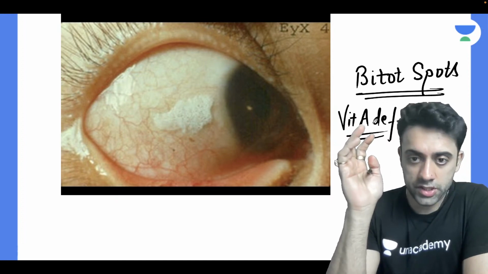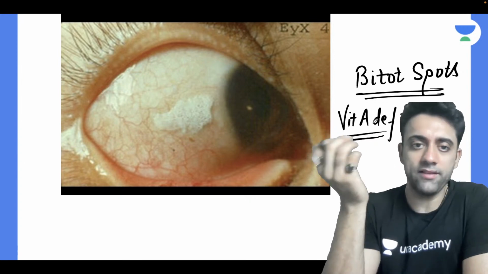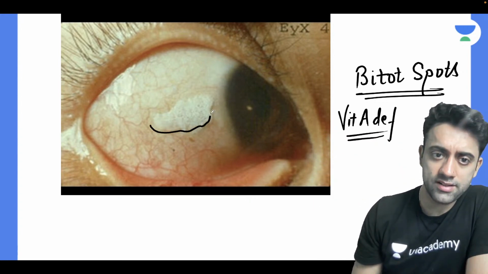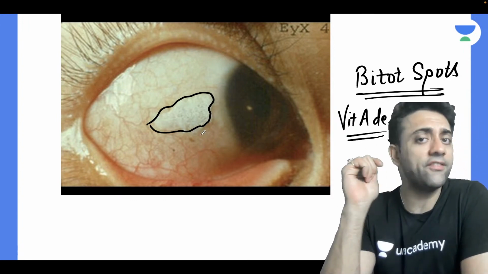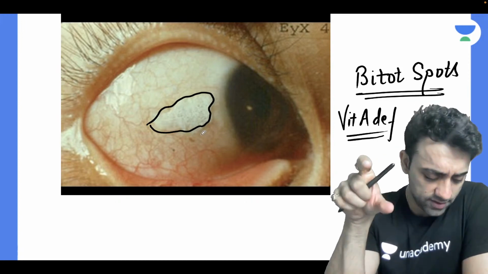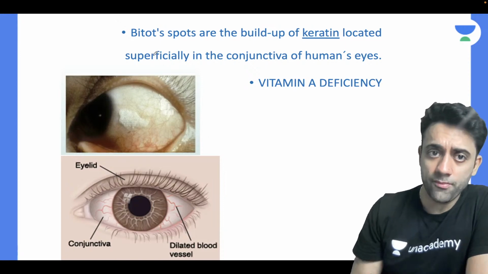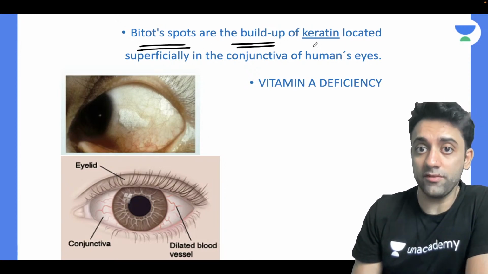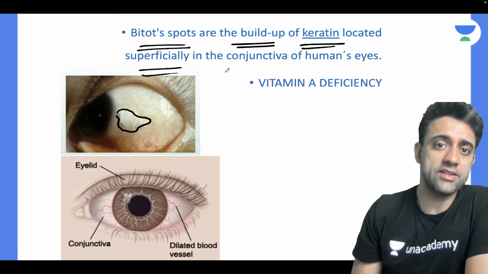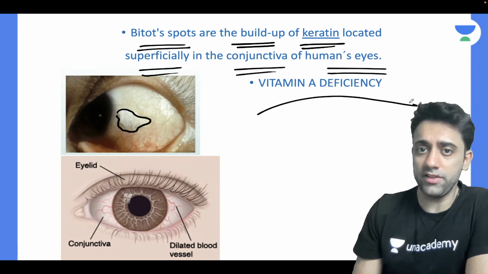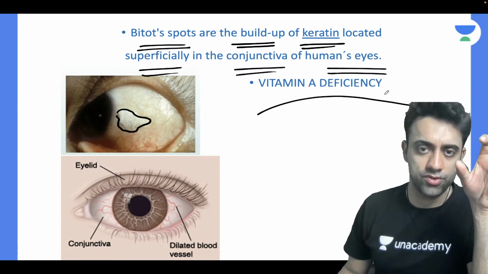I know you know the next question, in which stage of the vitamin A classification you see Bitot spots. My question is why? Why this white patch? You don't have to cram, understand the concept. Is there a deposition of something here? Yes, it is keratin deposition. Bitot spots are the buildup of keratin, located superficially in the conjunctiva of the eye. So the take-home message is that Bitot spots are the deposition of keratin.